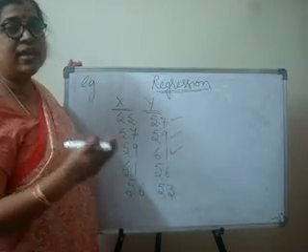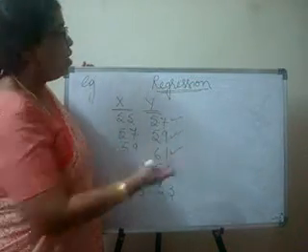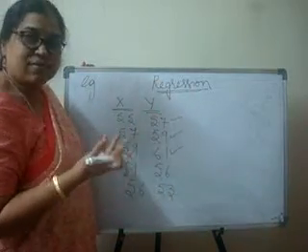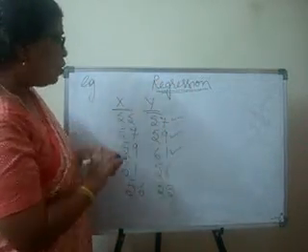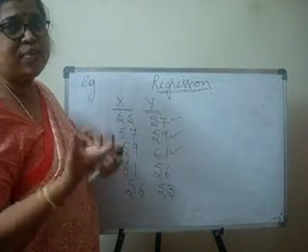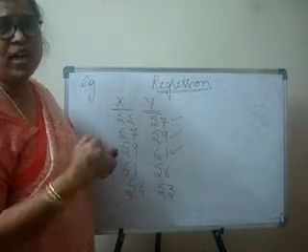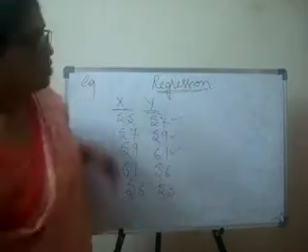So, the mathematical relationship between x and y is that. That is called regression. Now, to find the regression in mathematical terms, we have to derive the regression line. How do we do that?